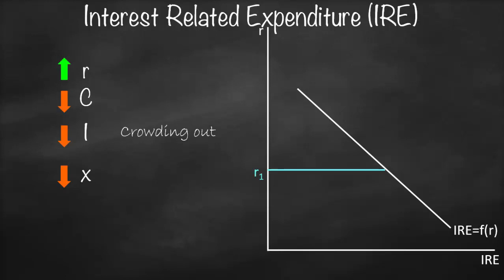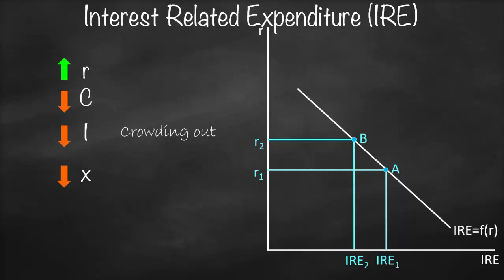If we choose a certain interest rate and then we move horizontally and then we move vertically, we'll get point A, and this will give us our interest-related expenditure 1. What will happen if we increase real interest rate from R1 to R2? We'll move horizontally. We'll get here the point of intersection with our IRE function. So this will be point B.